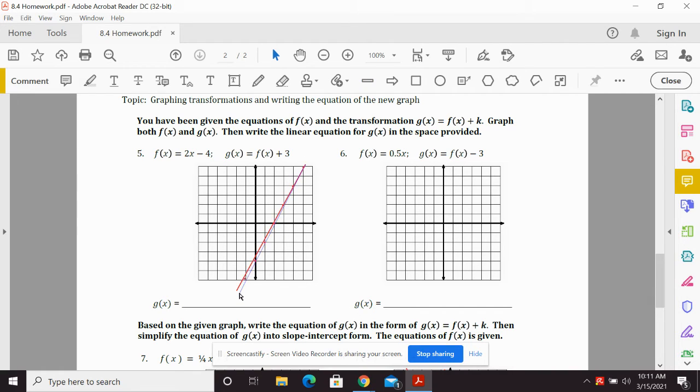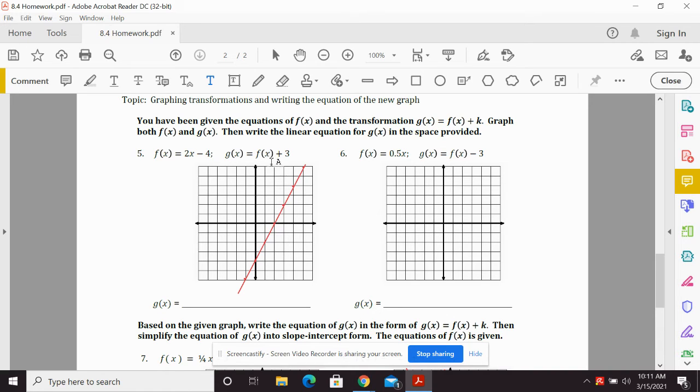Shift that down just a little bit. There we go. All right. So there's my first line. There's f of x. Now g of x: f of x plus 3. So before I graph it, okay, well, let's think about this. f of x plus 3. What does that mean? What am I doing to f of x?